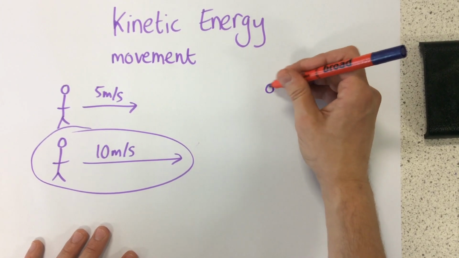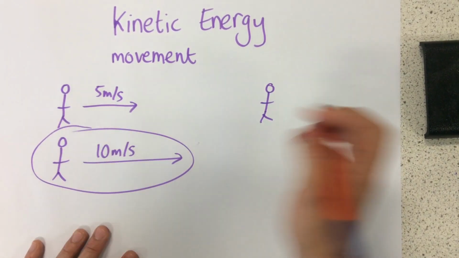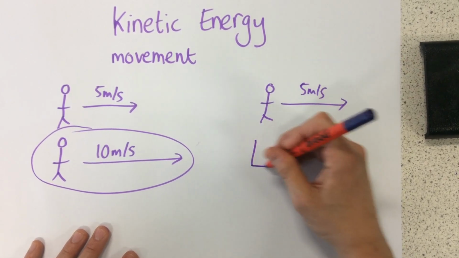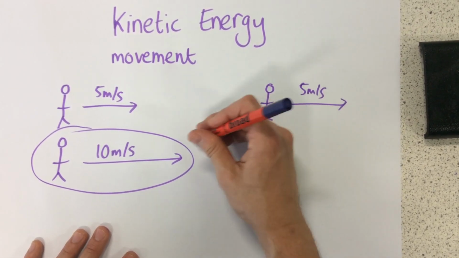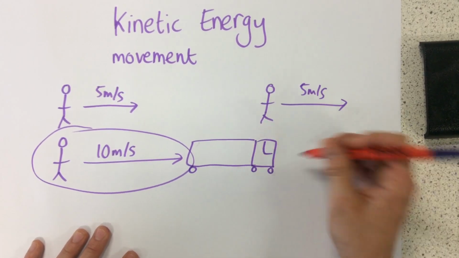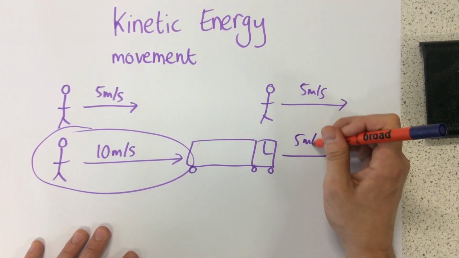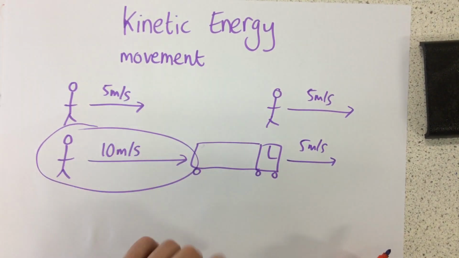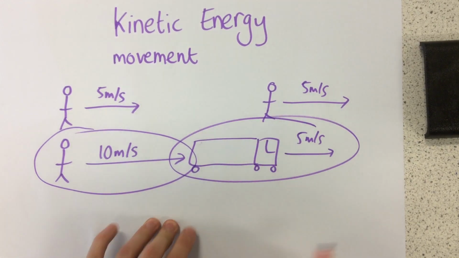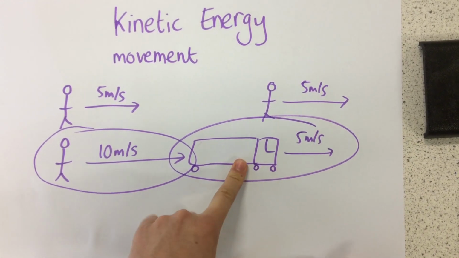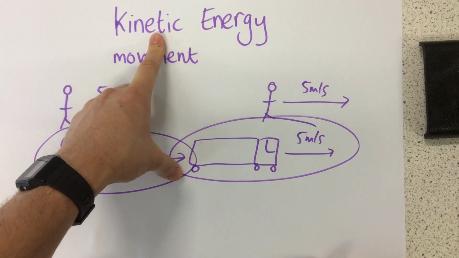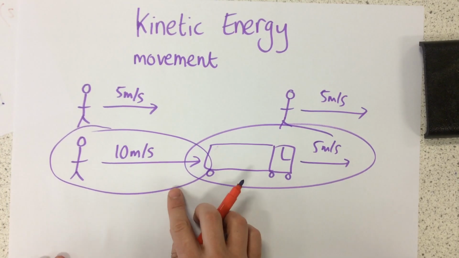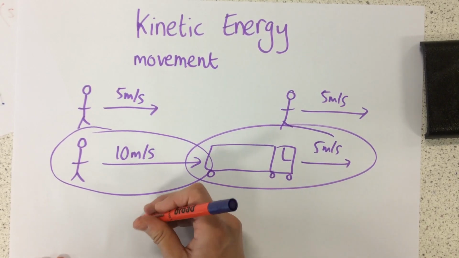Let's imagine this time we've got the same person, again this person here, who's travelling at 5 meters per second, but this time we have a lorry that is also travelling at 5 meters per second. So they're travelling at the same velocity. Which one has more kinetic energy? Well, the lorry does, because mass also contributes towards kinetic energy. The greater the mass, the greater the kinetic energy. So with that in mind, that helps us to figure out and understand this equation.